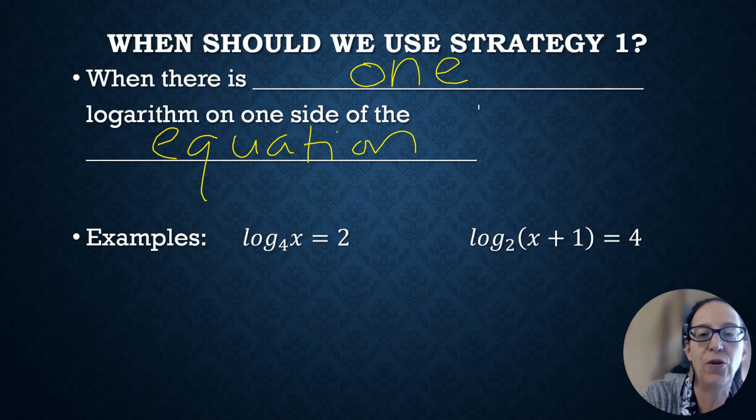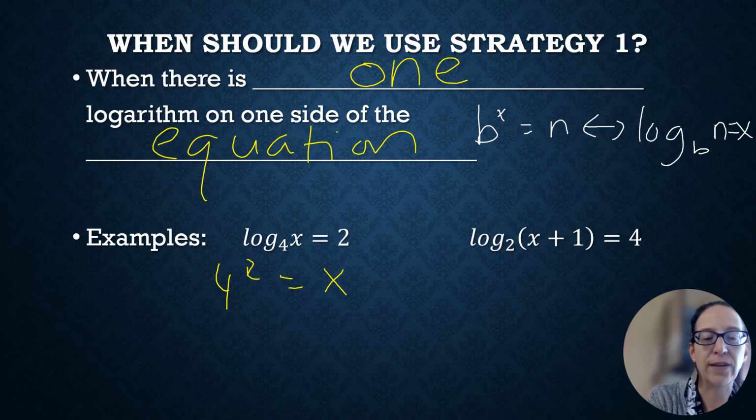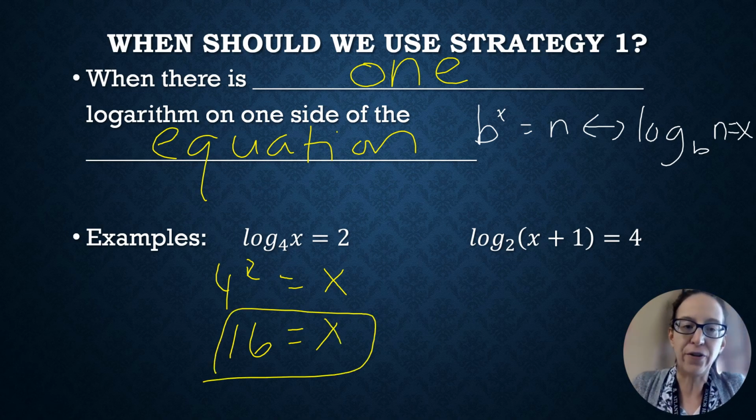Now, if you need a quick review, if you have b to the x equals n, you can write that as log base b of n equals x. Well, now we've got it in the form log base b of n equals x, and we're going to rewrite it in the other direction. A couple lessons ago, we were following the arrow this direction. Now we're going to be following the arrow back in this direction. So we would have 4 to the second power equals x. Well, 4 to the second power is 16, and lo and behold, we have figured out what x is. X is equal to 16.